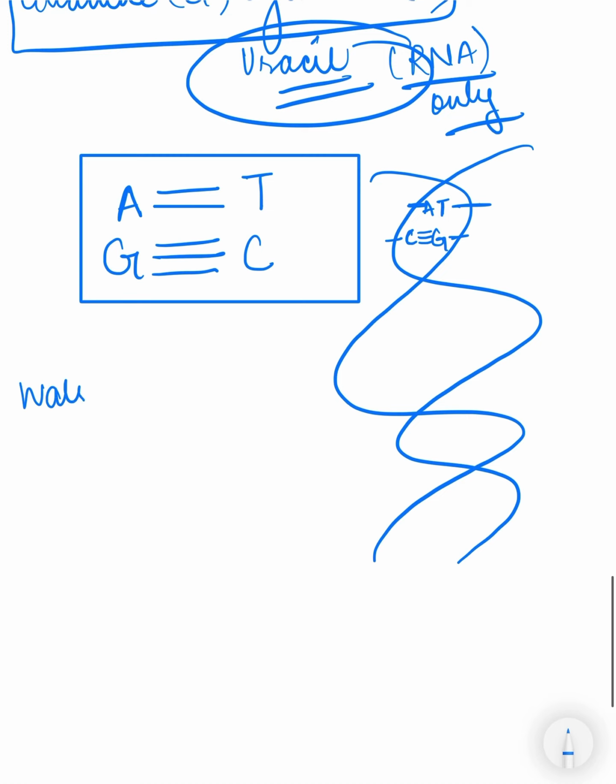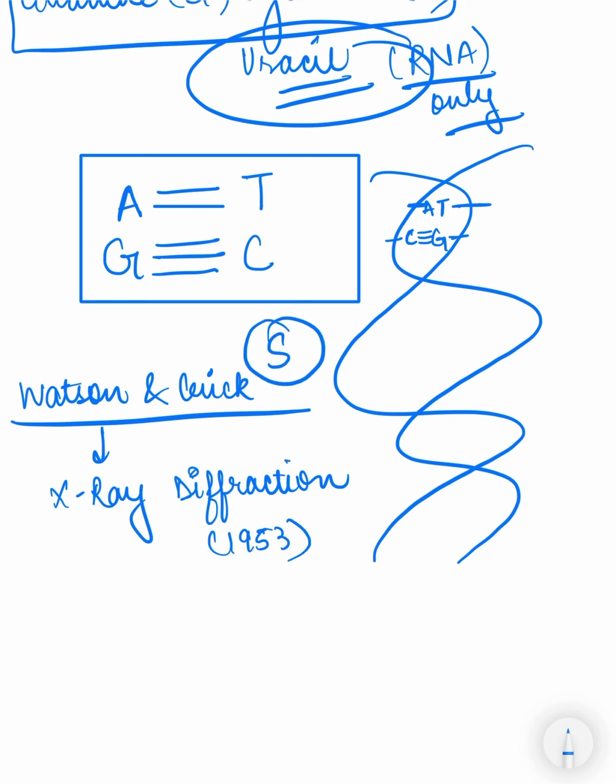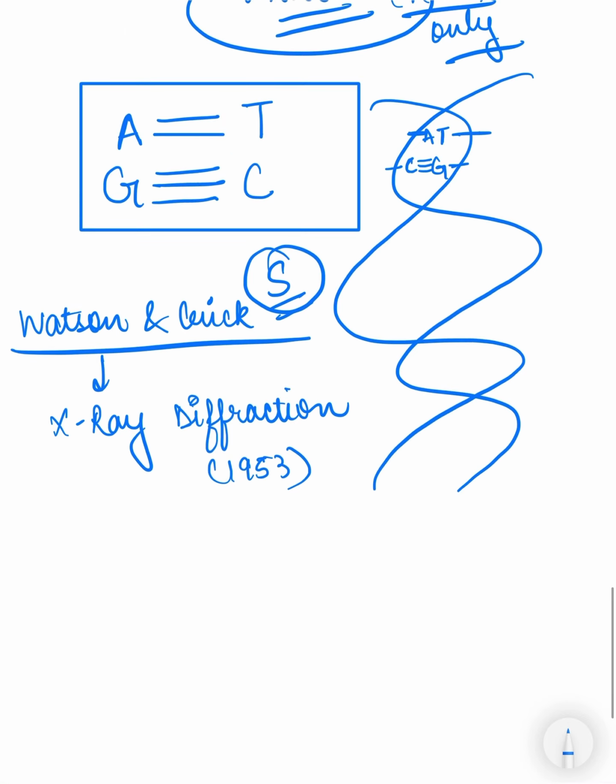First of all, Watson and Crick were two scientists who gave the structure of DNA by using a technique which is called X-ray diffraction in 1953. So these were the scientists who gave us the structure of DNA. And there was one more scientist. This is the first feature of DNA.